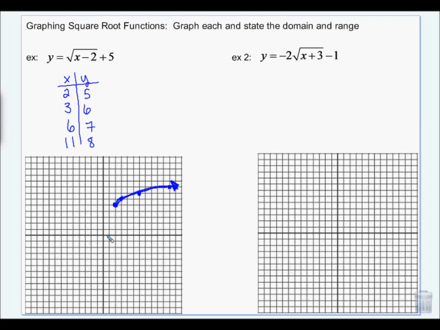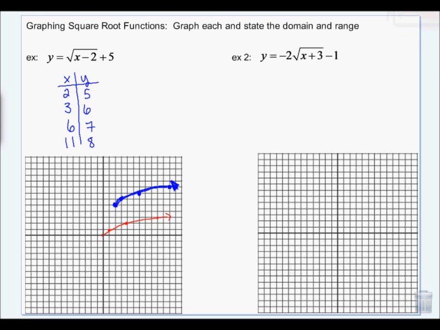And as you can see, if our parent graph would have been 1, 2, 3, 4, 1, 2. Our parent graph would have been down here. And you see it's like the exact same graph, but it's moved over 2 and up 5. And that's what this told us, over 2, up 5. How do you know in accordance to, hmm, you have like the 3, 6?